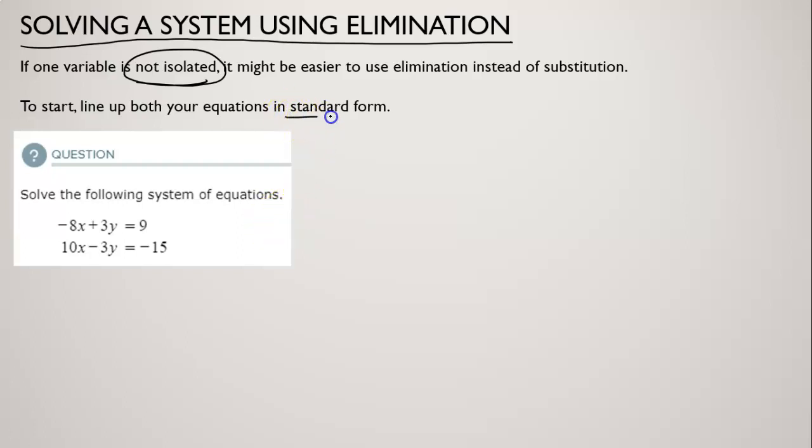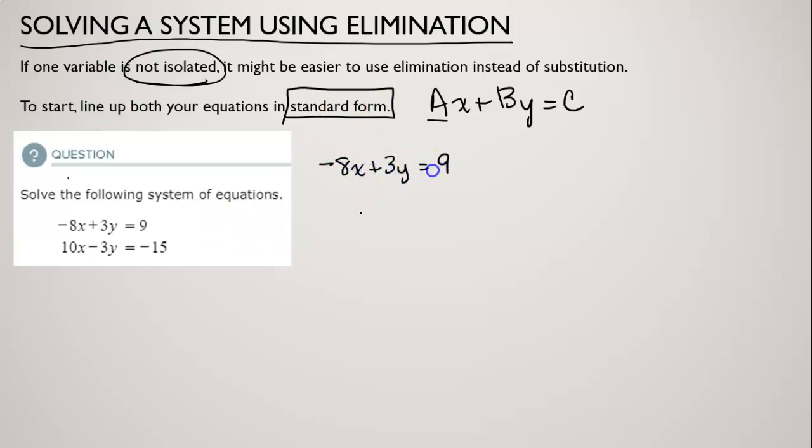To start, I want you to line both of your equations up in standard form, which these already are. Remember, standard form is ax plus by equals c. You might want to write that down in your notes if you need a reminder of what standard form is. You've got a number with an x plus a number with a y equal to a constant. We're not going to worry about whether a is positive. We're just going to make sure this is in standard form otherwise. So what we've got is negative 8x plus 3y equals 9, and 10x minus 3y equals negative 15.